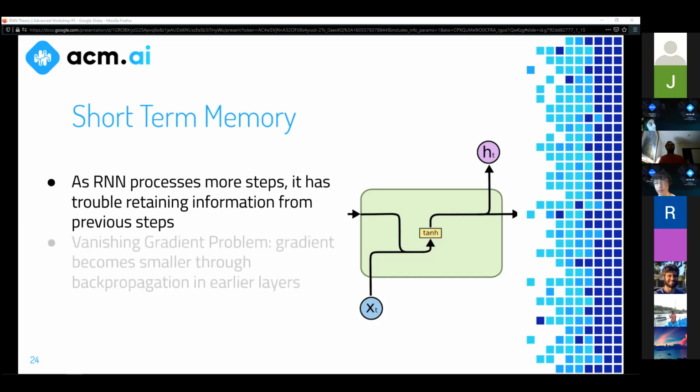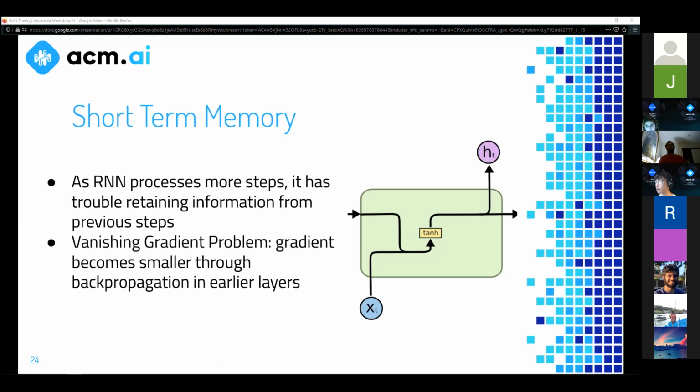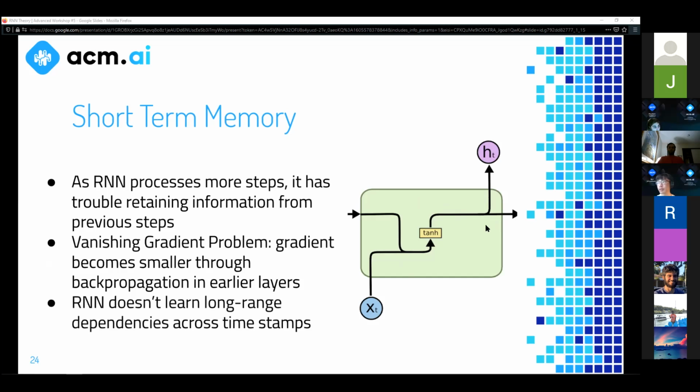And the vanishing gradient problem is also here, because when you have a long sequence of inputs, then when we're doing backpropagation, it's going to have to backpropagate through this sigmoid or the tanh function multiple times. Every single time, the gradient gets smaller and smaller. And also, it doesn't learn long-range dependencies through time steps.